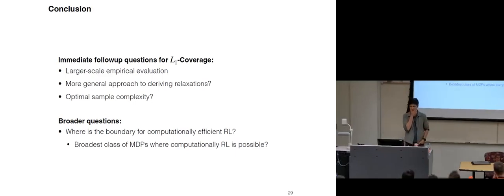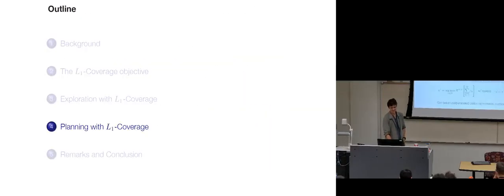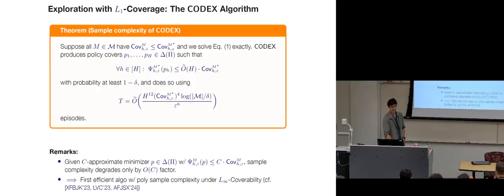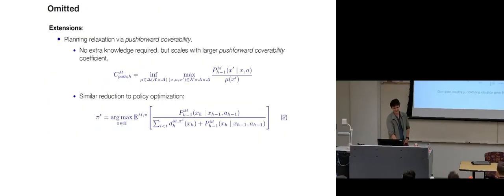So then, just in conclusion, there's some immediate follow-up questions, which is just, does it actually work on larger scale settings? Is there a more general approach for deriving relaxations if they are indeed necessary, like if the program is NP hard in general? And the sample complexity for this thing is a bit slow. Epsilon to the 6 is a bit slow. But usually, quote unquote, efficient algorithms have slower statistical rates.